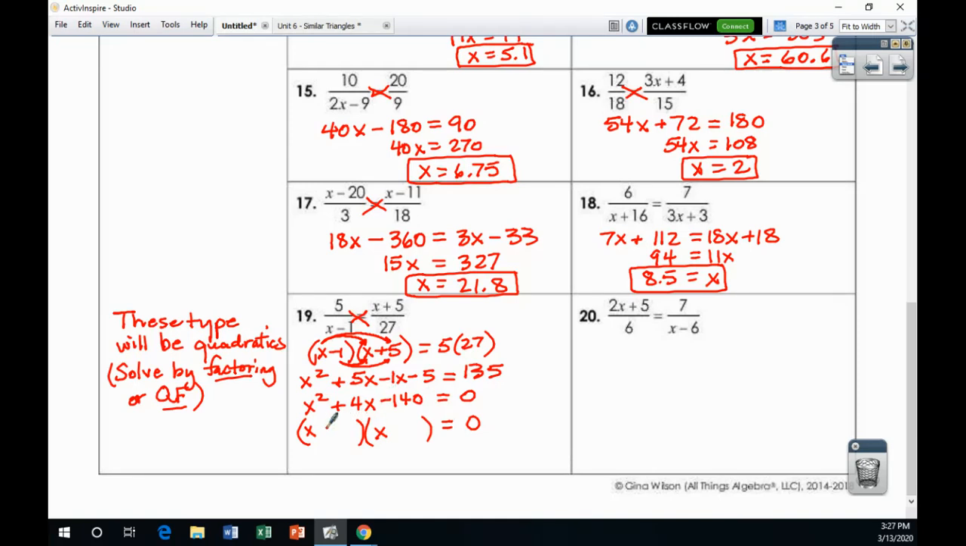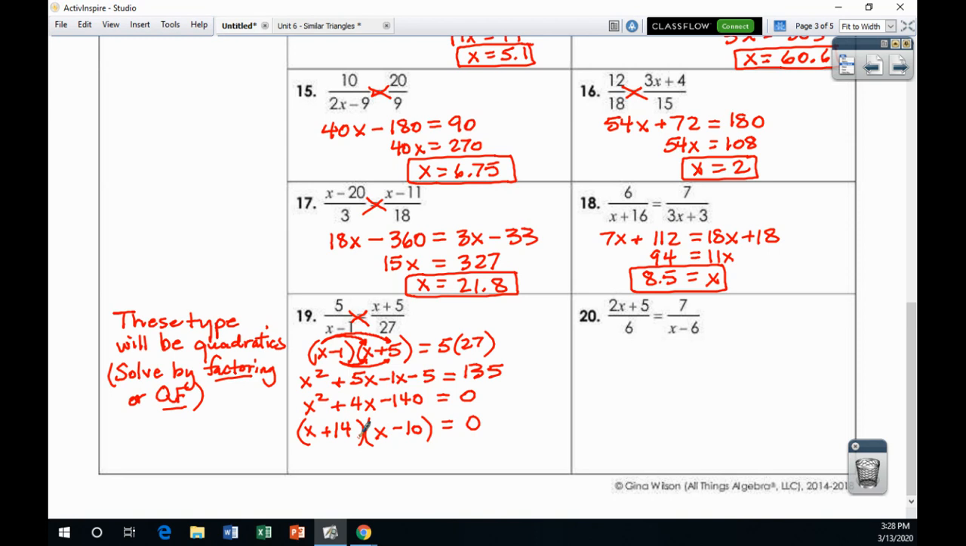If the last term is negative, that tells you that the signs in the two factors are going to be one plus and one minus, because that's the only way to get a negative 140. So the two numbers that go in these two blank spaces multiply to give me negative 140, and at the same time, they add up to 4. So if I let 14 be positive and 10 be negative, 14 times negative 10 is negative 140, and 14 plus negative 10 is positive 4. So these are my two factors right here.